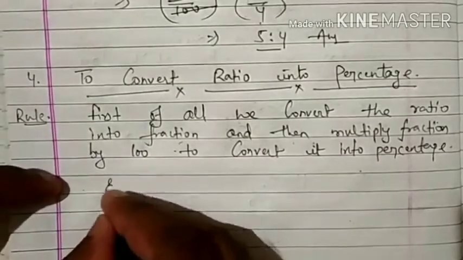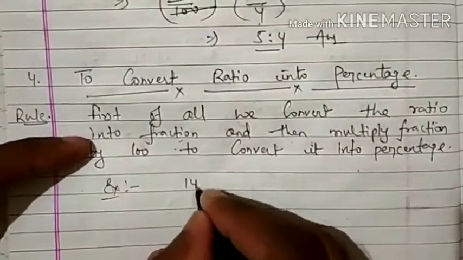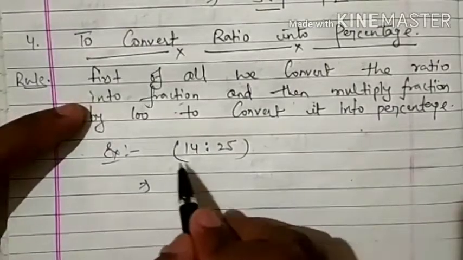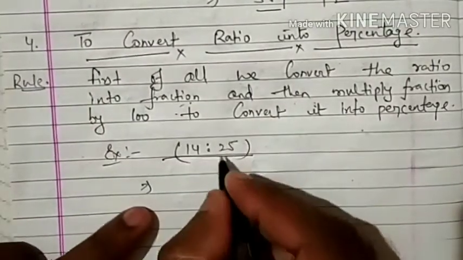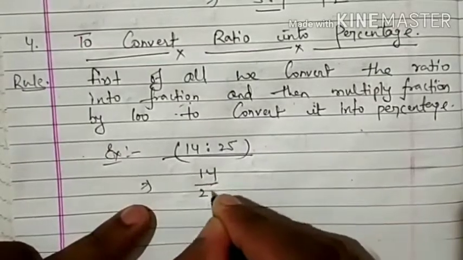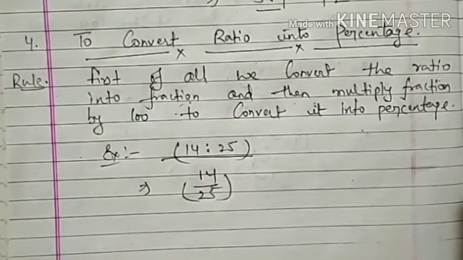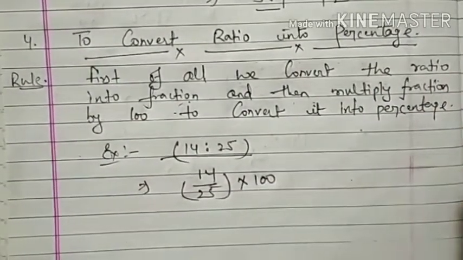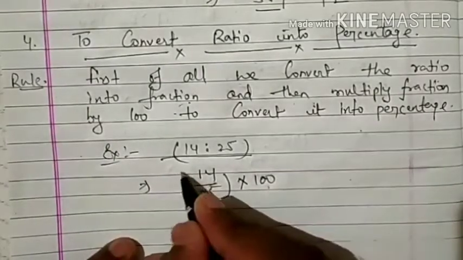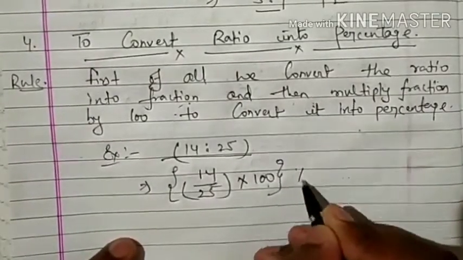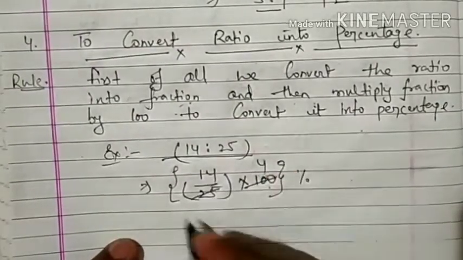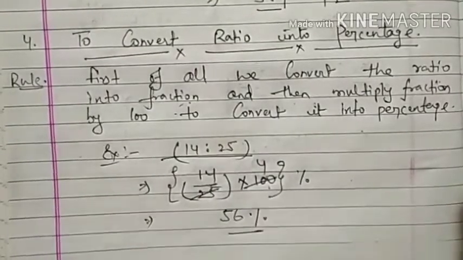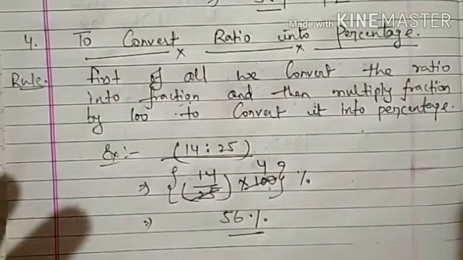It's okay. Let's take an example over here. Suppose I have a ratio 14 is to 25. So what will I do at first? First of all, I'll convert this ratio into fraction. So what will be the fraction form of this ratio? 14 by 25. After that, multiply the fraction by 100 to convert it into percentage. So which sign can I put over here? Percentage. 25 goes 4 times in 100, 14 times 4 is 56%. This is a very easy approach.